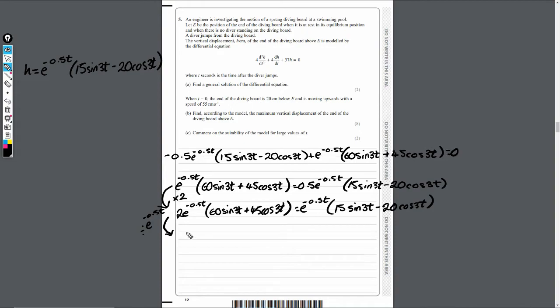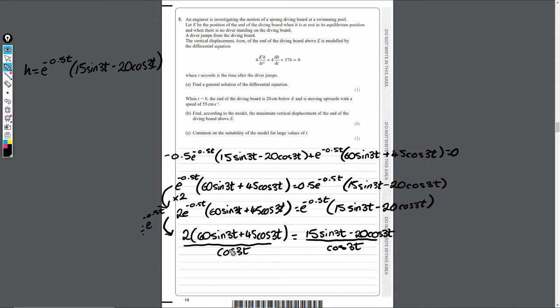So what I'm actually going to get now, all in one line, is 2 lots of 60 sine 3t plus 45 cos 3t, like so. And this is all going to be over cos 3t. This is going to be equal now to 15 sine 3t. Again, dividing through by this e to the minus half t, it'll disappear. So I'm going to get 15 sine 3t minus 20 cos 3t, like so. And again, this will be divided by cos 3t.